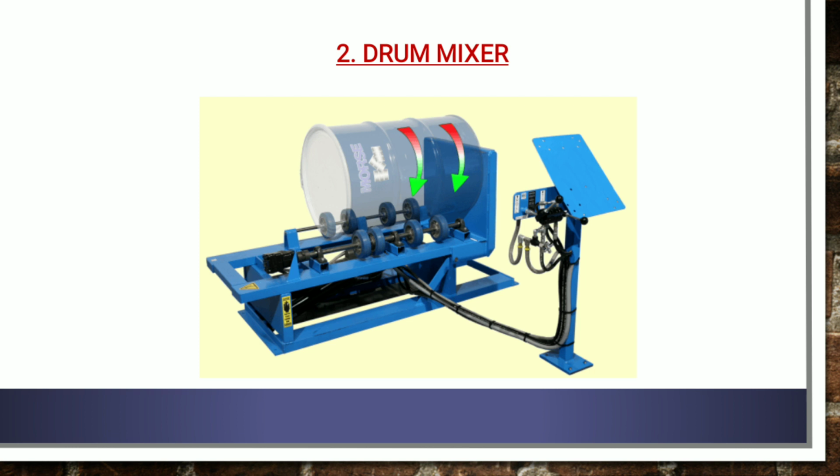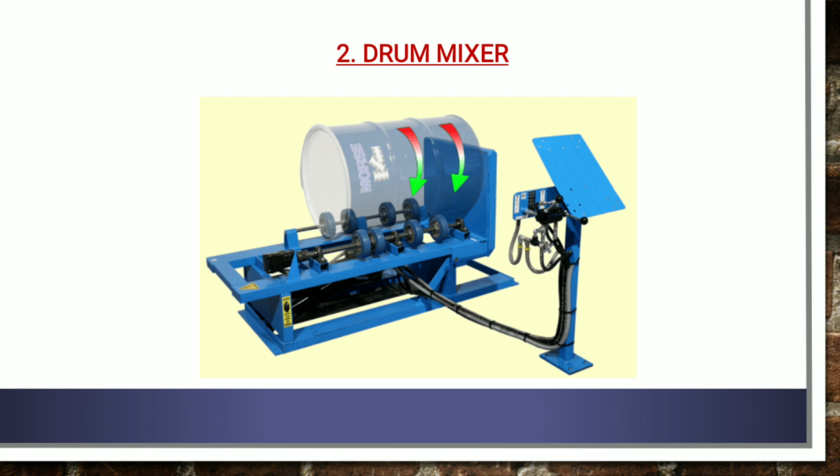Then the next one is drum mixer. In this, a single drum rotates about the horizontal axis. The drum, rotating on a horizontal axis, is separated into two halves, allowing the materials to be discharged cleanly and rapidly. No blades are required since the cohesion of the top and bottom of the drum and cleats provide adequate charge and mixing.